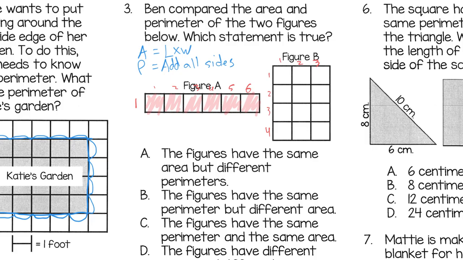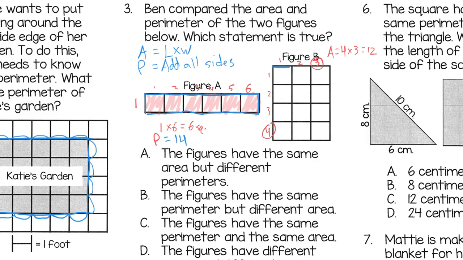Let's figure out our area of figure A, which would be 1 times 6. So our area would be 6 square units. But figure B, the area would be 4 times 3, so it would be 12 square units. But if we're going to do perimeter, I'm going to add up all these sides. Watch what I do here in blue. So it'd be 1, 2, 3, 4, 5, 6, 7, 8, 9, 10, 11, 12, 13, 14. So the perimeter of figure A is 14.